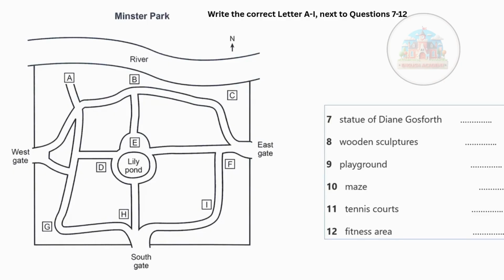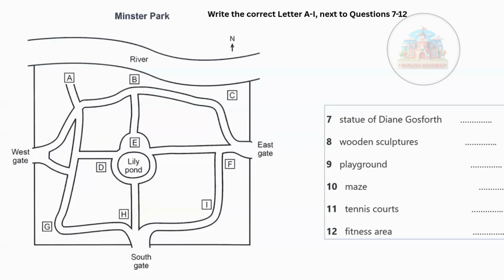The statue of Diane Gosforth has been moved. It used to be close to the south gate, but it's now immediately to the north of the lily pond, almost in the centre of the park, which makes it much more visible.